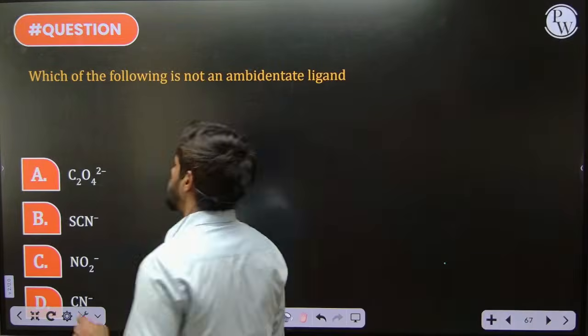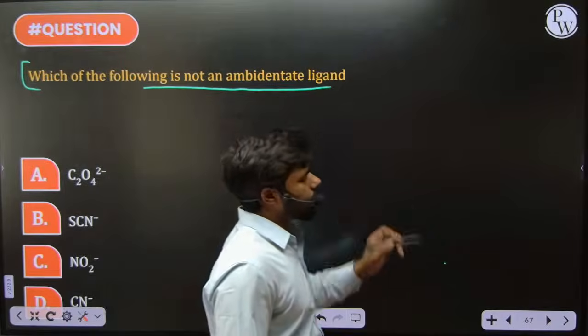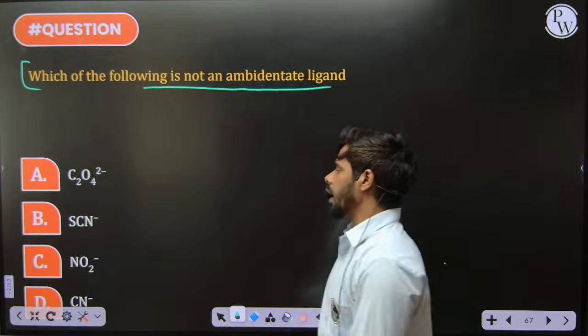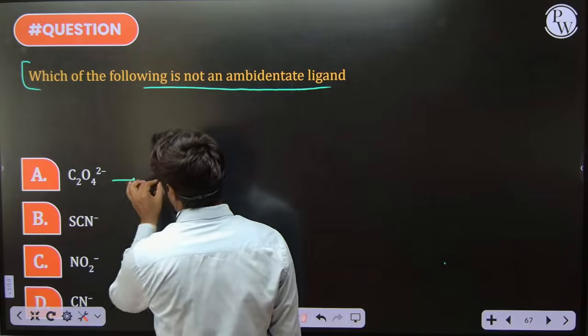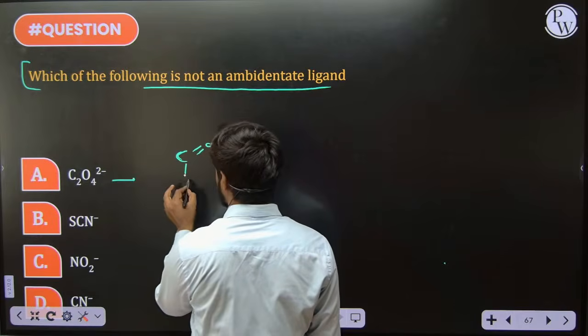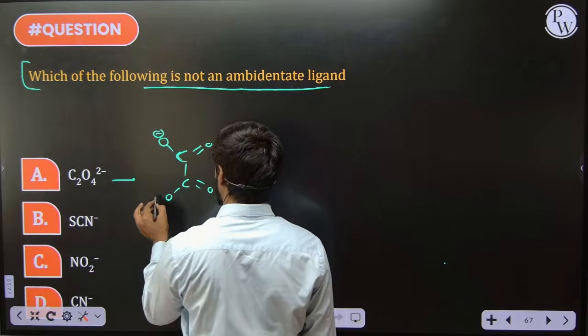So this is a question given: which of the following is not an ambidentate ligand? Ambidentate ligand means those ligands which can have more than one donor atom. So first, oxalate: in the case of oxalate, there is only one donor atom, that is oxygen.